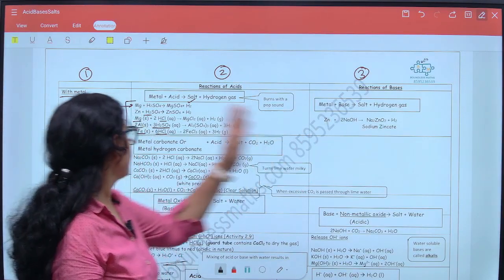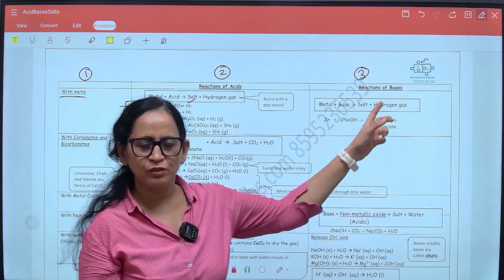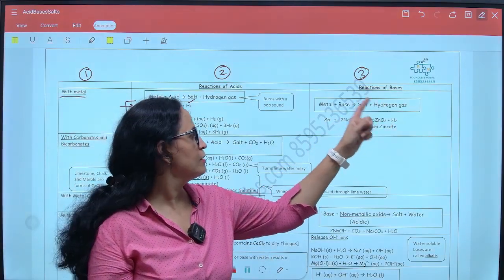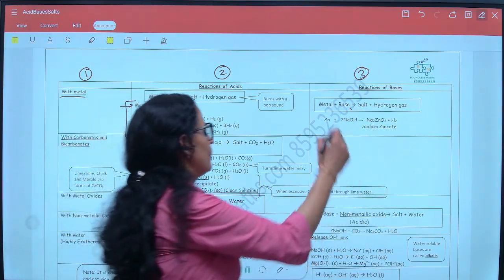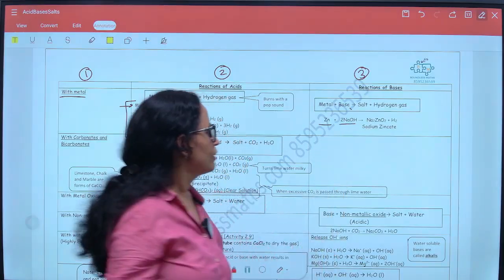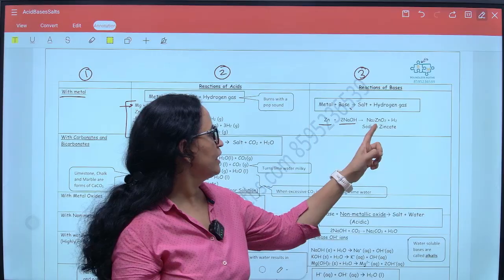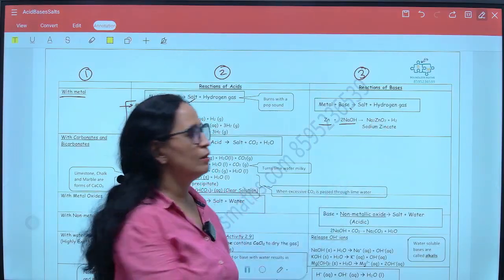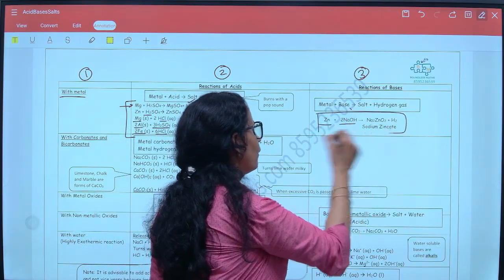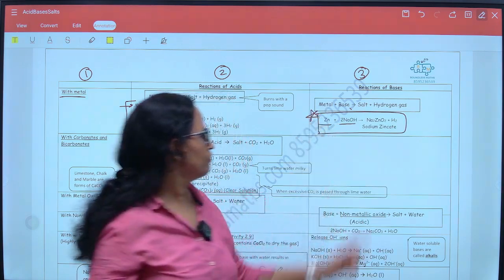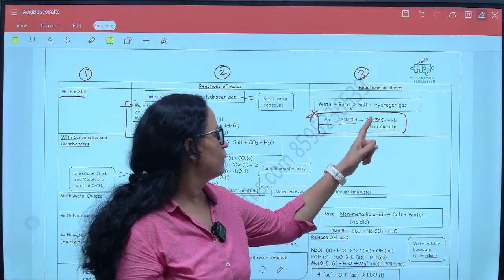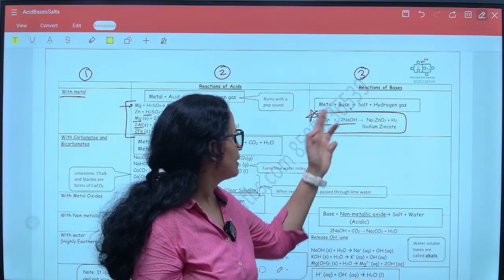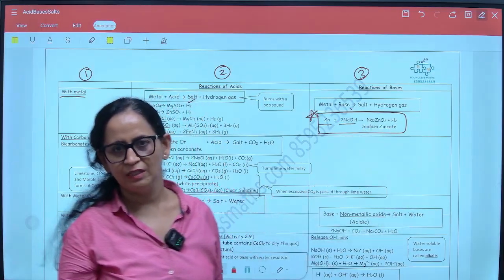Now how do bases react with metals? Again, the behavior is similar. Hydrogen gas is released and a salt is formed. Zinc plus NaOH gives sodium zincate, Na2ZnO2. Please learn this reaction. This is very, very important. This is the only reaction given in your NCERT book, and you should remember it is sodium zincate being formed when zinc is added to NaOH and H2 gas is released.